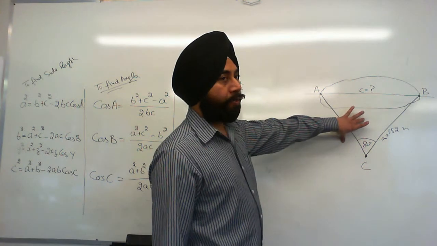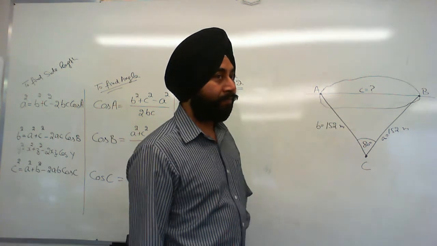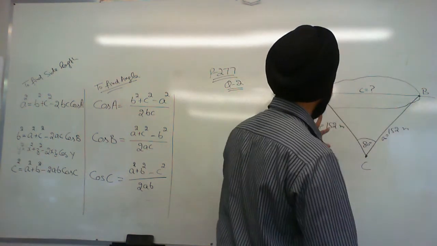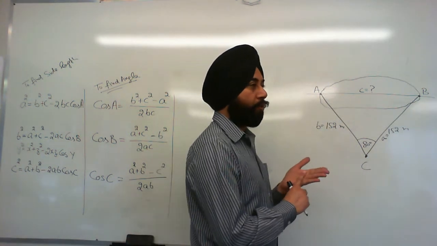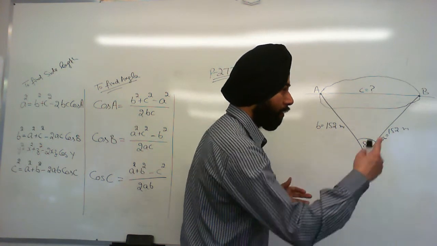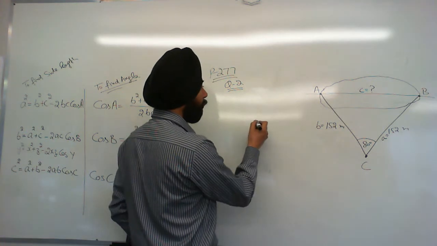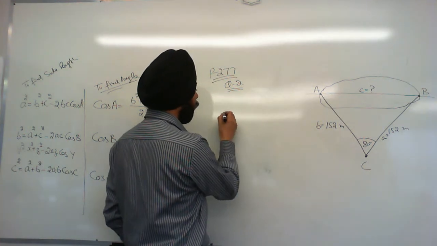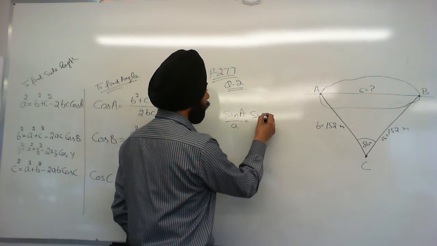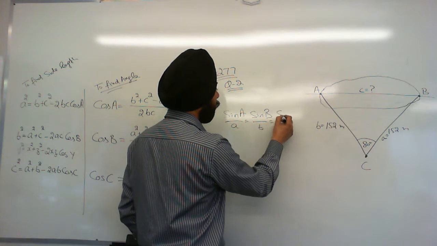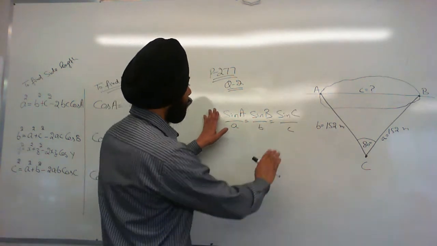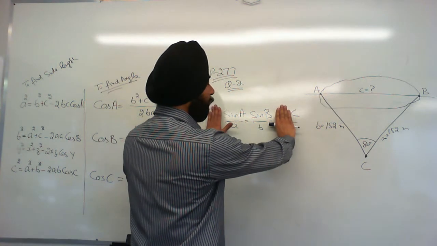Can you use sine law to solve it? No, because you don't know these angles. To use sine law, you need to know at least 2 angles and a side. You only know 1 angle, right? Just for you, I'll review it. If you want to use the sine law, you can use it this way: sine A over a is equal to sine B over b is equal to sine C over c. Now you have to use 4 of them, and 3 of them must be known.